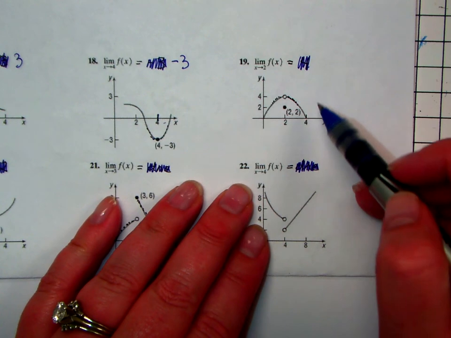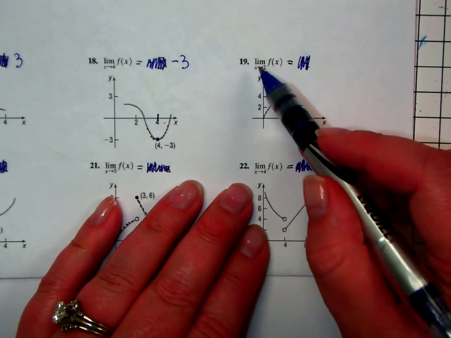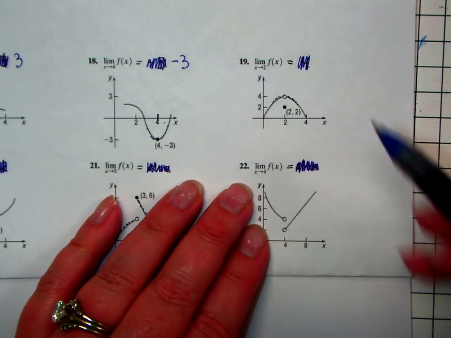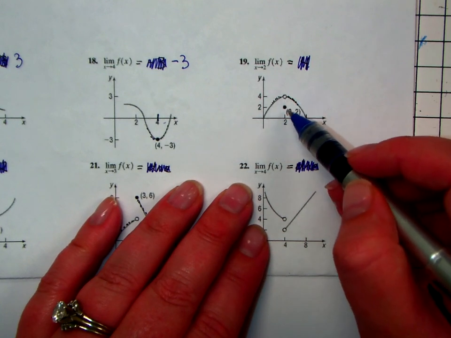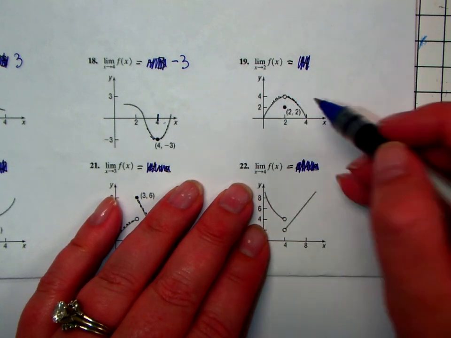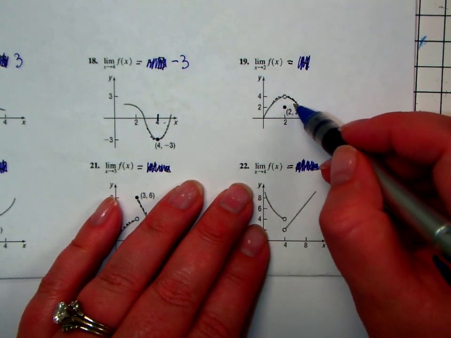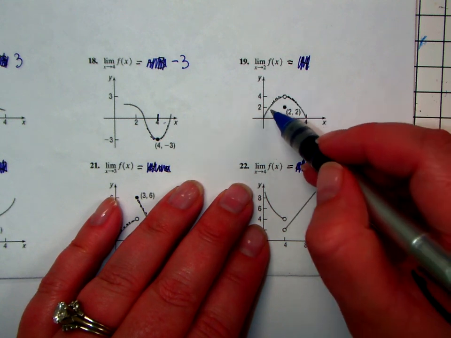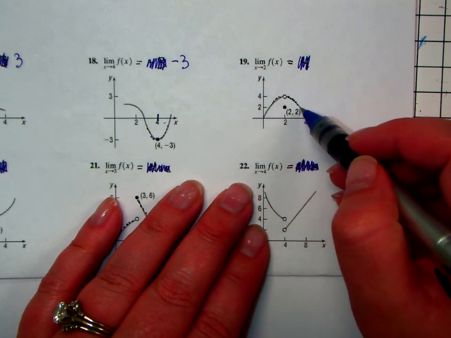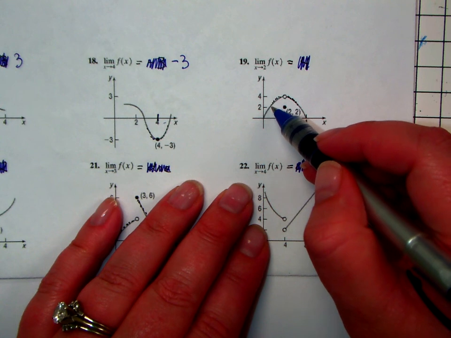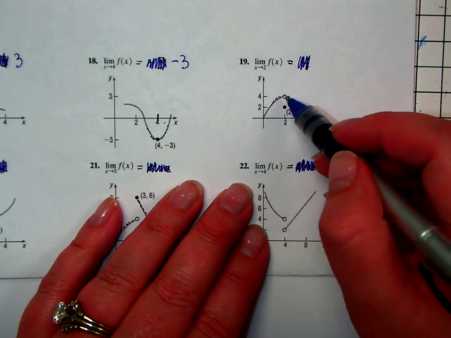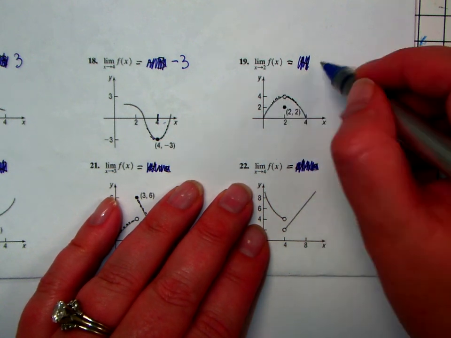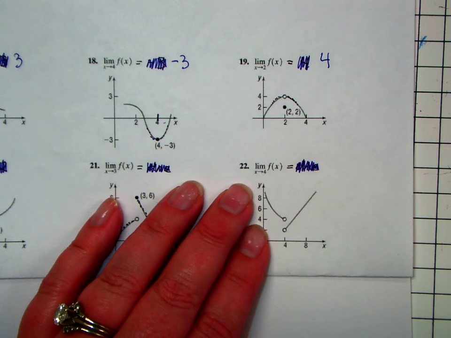Number 19, what's the limit of this function as x approaches 2, right? So we're getting close to 2, but not where it equals 2. So notice this one has a hole at 2, and it's defined to be here. But if we just get close to 2, on both sides, and ignore what it's doing at 2, greater than 2, we're decreasing to 4. Less than 2, we're increasing to 4. At 2, we have a hole, but that doesn't matter when we evaluate the limit. So we're going to say this limit is 4.